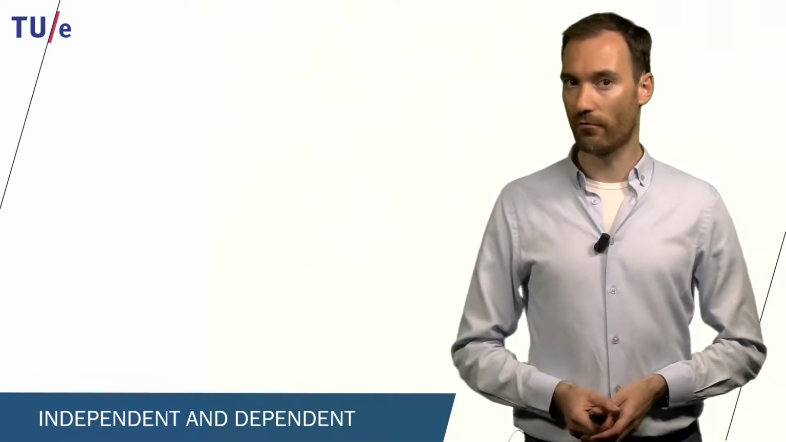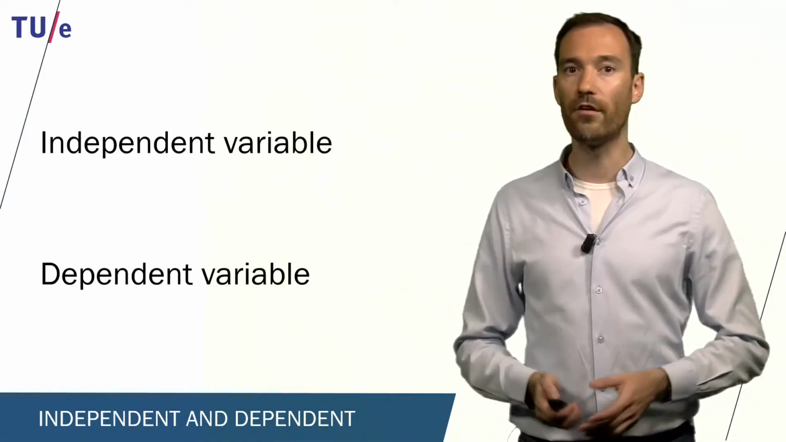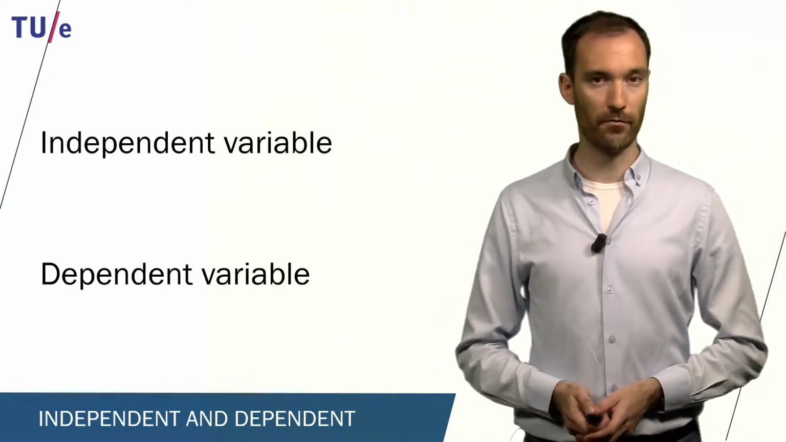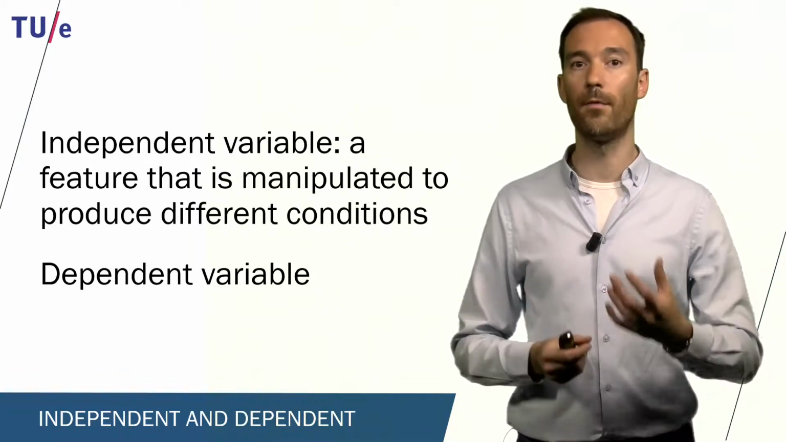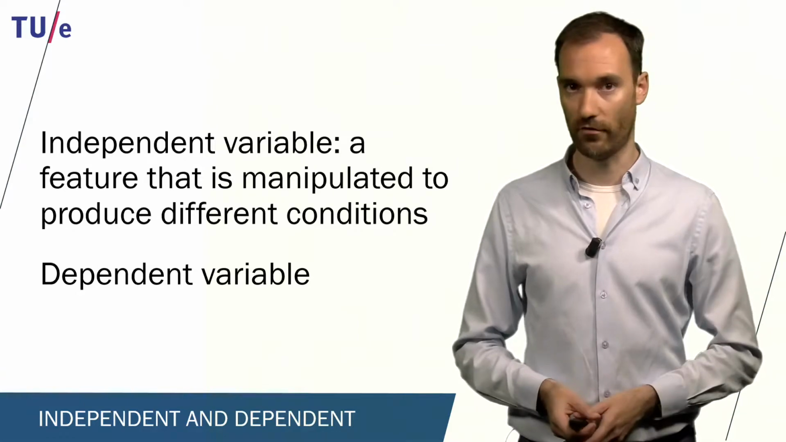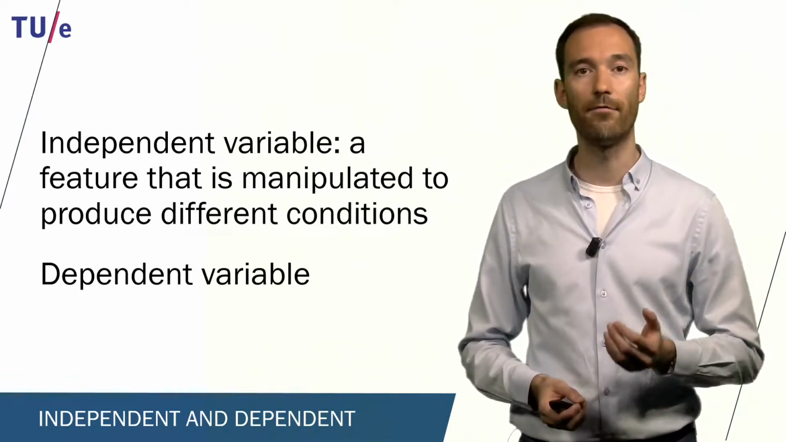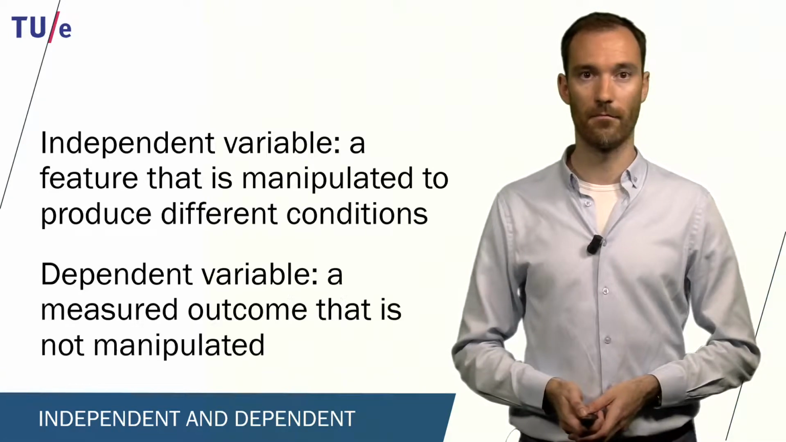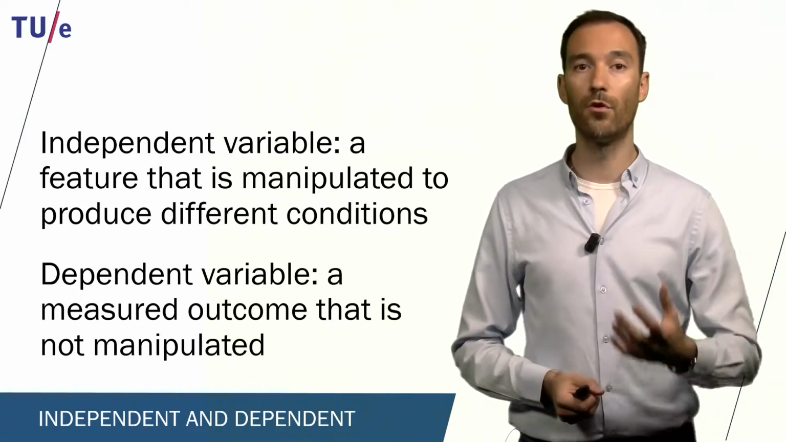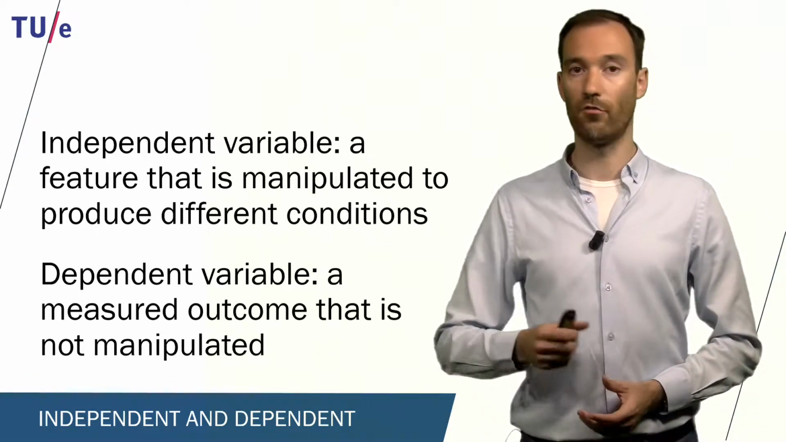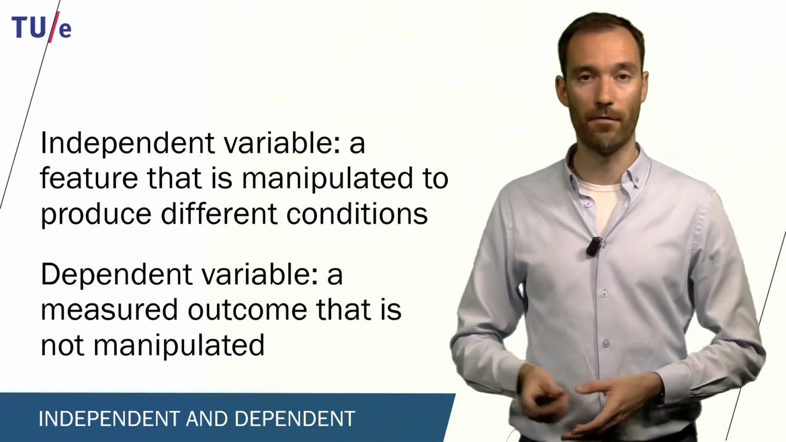Correlational and causational research questions make use of different types of variables. We call these independent and dependent variables. An independent variable is a feature that we manipulate to produce different conditions. We also call this a vector, and the conditions are then the levels of this vector. A dependent variable is a measured outcome that we do not manipulate in our study. So as such, we only use it as a dependent measure of our manipulation.